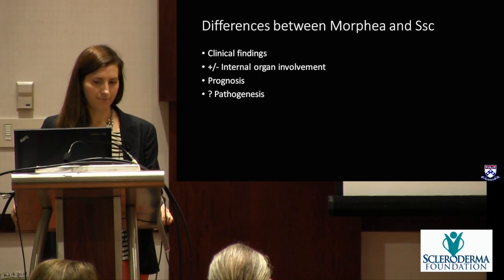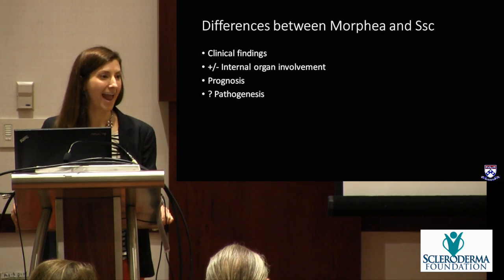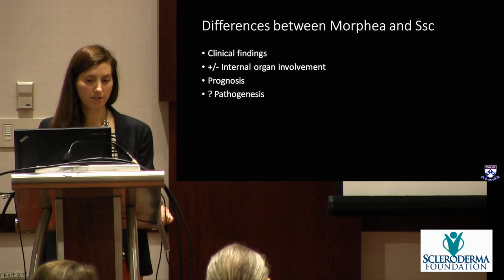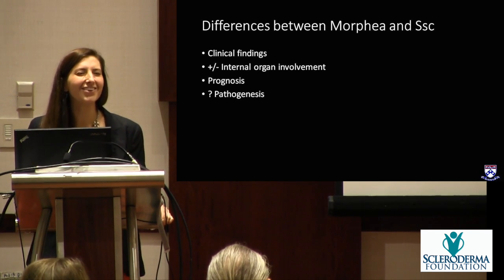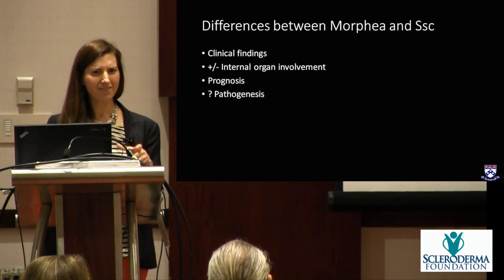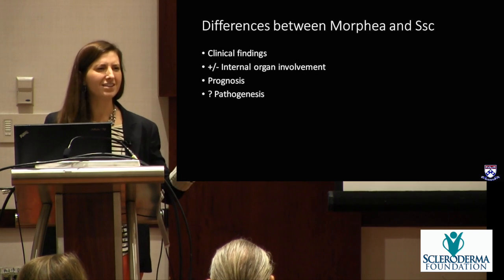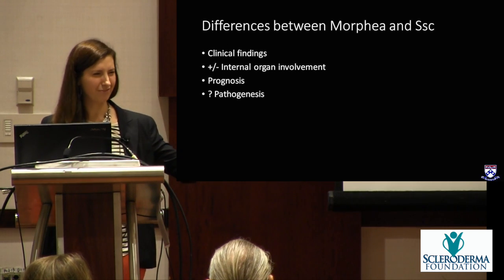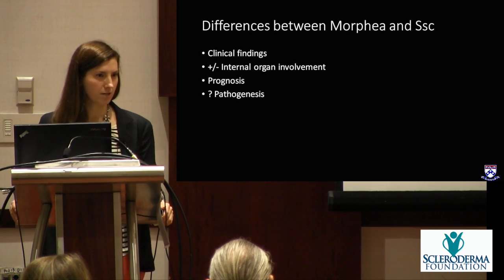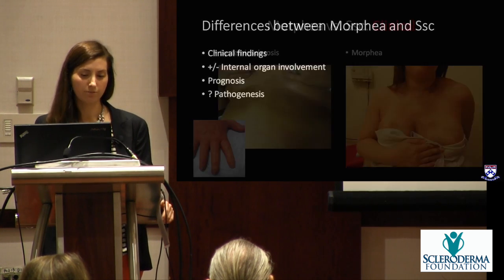So what are the differences? Well, there are differences in clinical findings. There are differences in presence or absence of internal organs that are involved. Completely different prognosis. And then the question is, is there a difference in pathogenesis? So at the end, you're having this sclerotic or hardened area of the skin, but what are the differences? And the thought is that they might have a different pathway. Morphea has a tendency to be more inflammatory than systemic sclerosis, and so that's an active area of research.